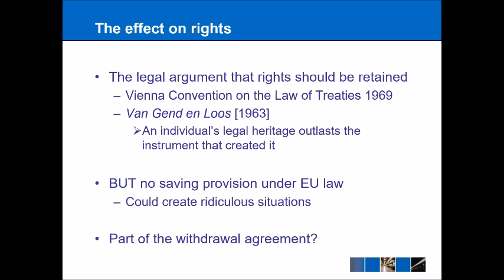So what other effects would there be on the UK leaving the EU? Well, in terms of the effects on rights, there's a couple of key arguments here. There's the argument that the rights that we have under the EU, such as those under Article 20, citizenship, and Article 45, free movement of workers, should be retained. Authority for this comes from a couple of key sources. The Vienna Convention on the Law of Treaties 1969 suggests that once a right is executed, it can't be withdrawn. And also the famous case of Van Gend en Loos, which I'm sure you're all familiar with, which suggests that an individual's legal heritage outlasts the instrument that created it.